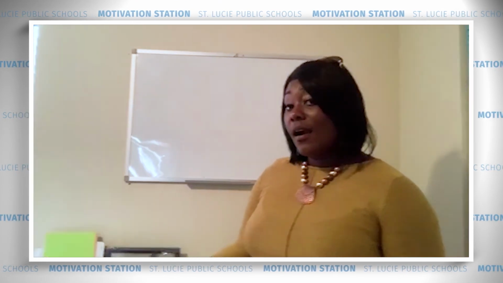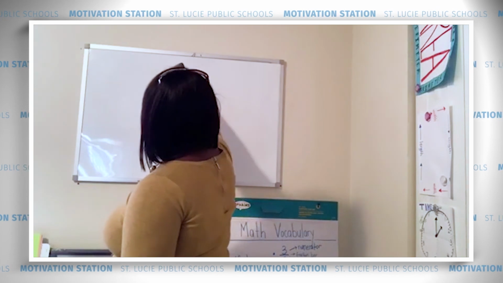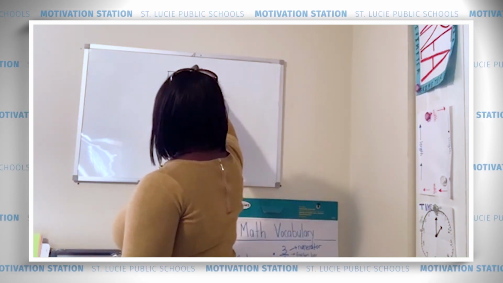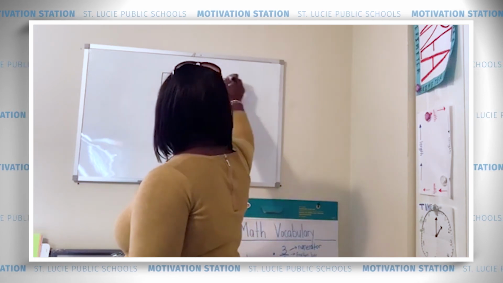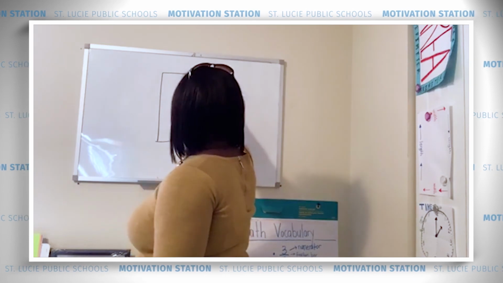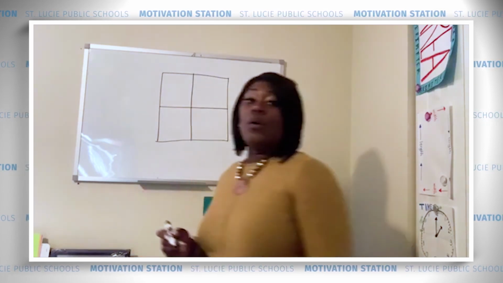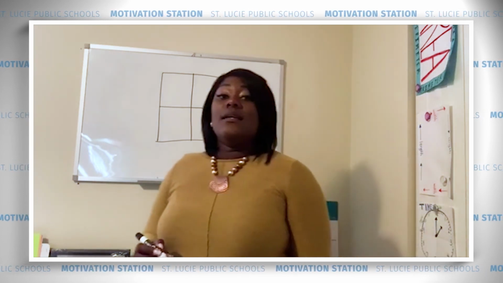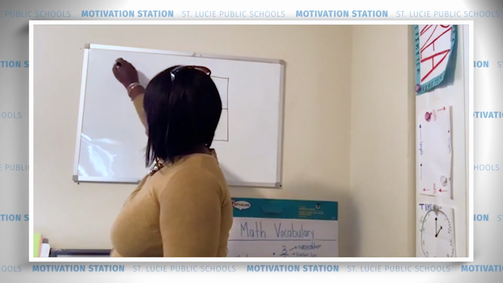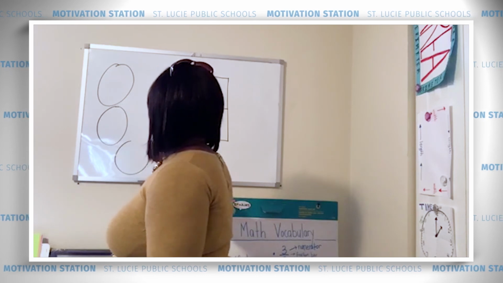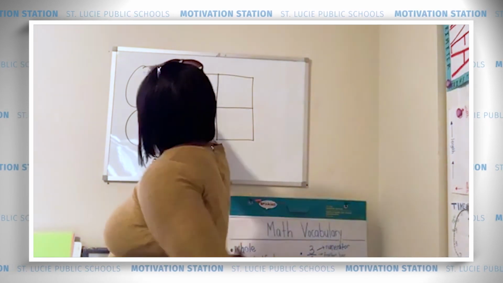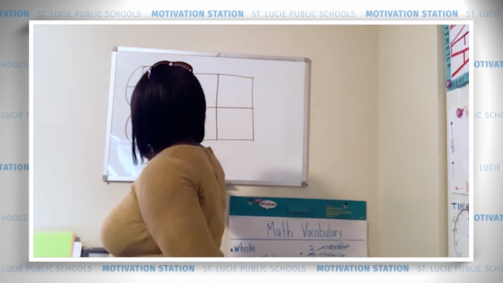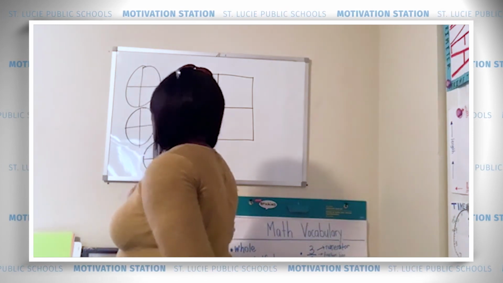I'm going to draw this a little bit larger, guys. How do you share three cookies with four people? We can't just give everybody one this time. We have three cookies that we want to share with four people. We're going to have to do some breaking apart with these cookies. And we know that the best way to share is to use equal sharing.